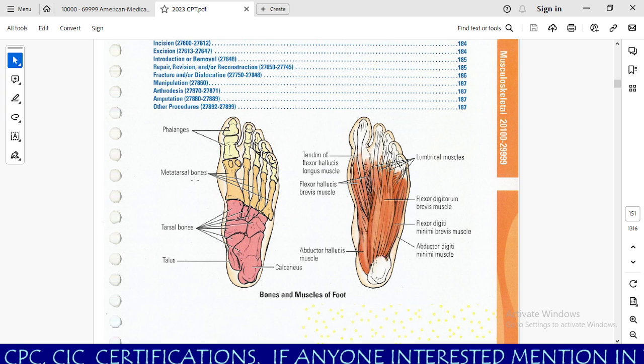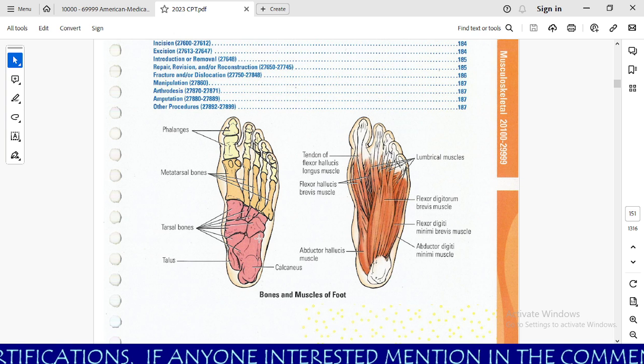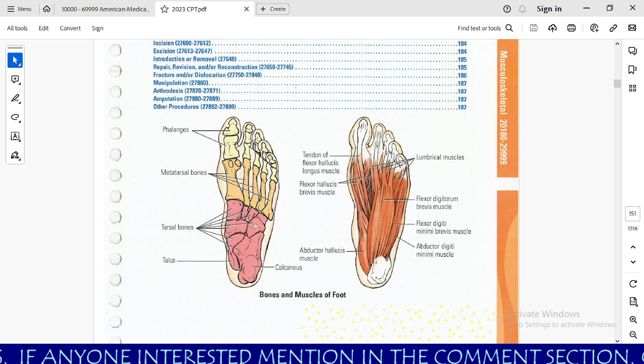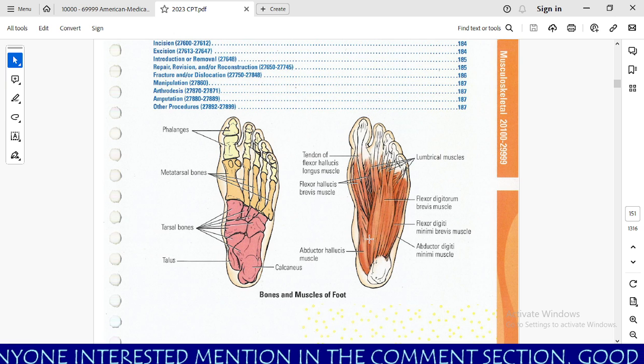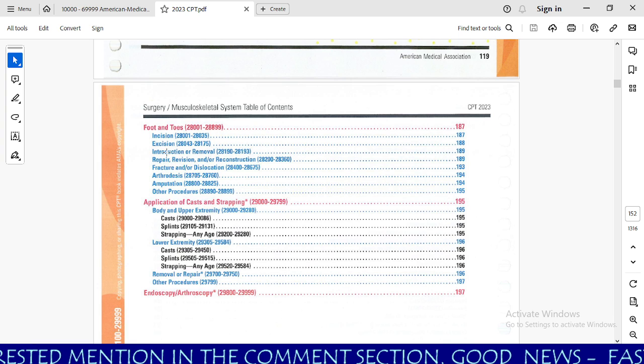So here we have bones and muscles of foot. In order to code foot procedures, you need to understand these bones and muscles properly. You don't need to worry, we will learn easily. Next we have foot and toes.